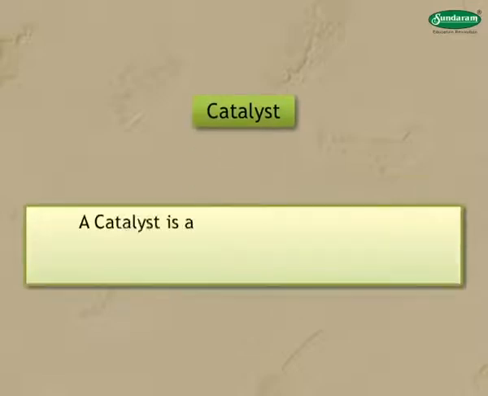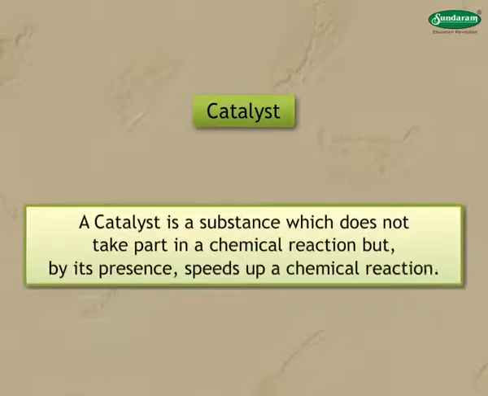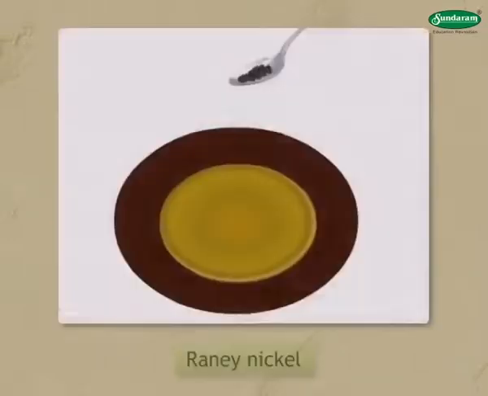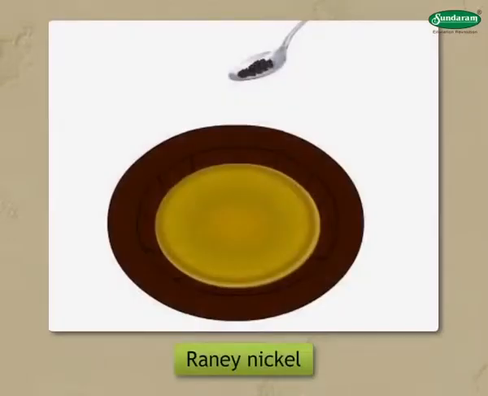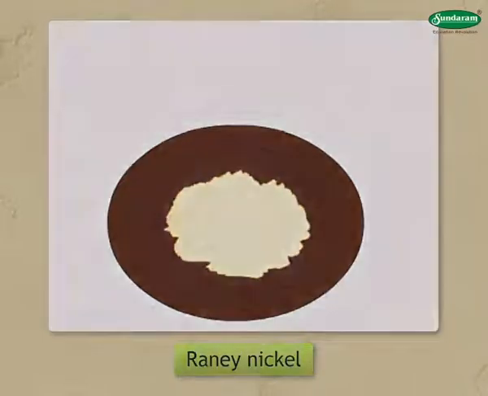4. Presence or absence of a catalyst. A catalyst is a substance which does not take part in a chemical reaction, but by its presence speeds up a chemical reaction. Example, manganese dioxide in preparation of oxygen. Raney nickel acts as a catalyst in the reduction of vegetable oil to hydrogenated oil.